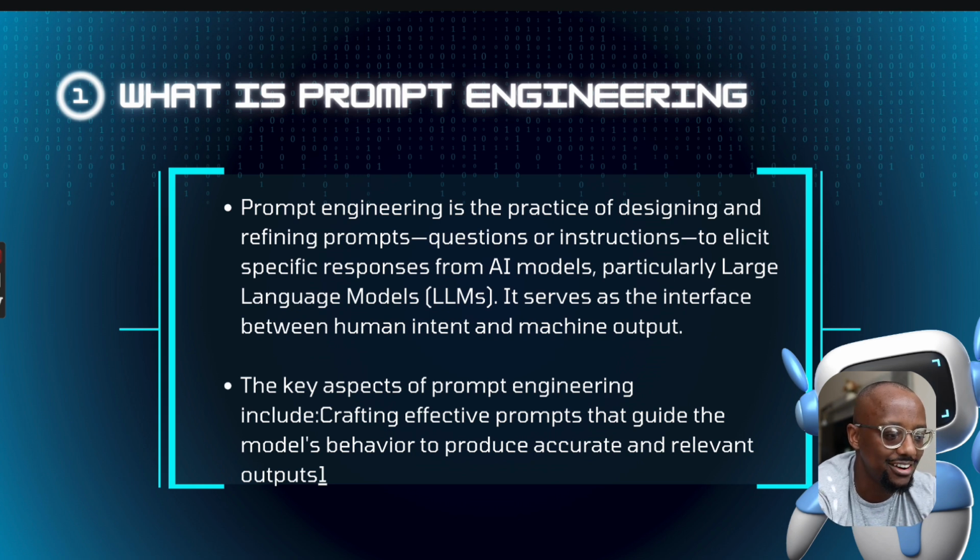So what is prompt engineering? So prompt engineering is the practice of designing and refining prompts, or questions or instructions to elicit specific responses from AI models. For this case, LLMs like ChatGPT. It serves as the interface between human intent and machine output. So you give it what you want. Basically what it means, you give it a set of instructions and you tell it what you want, and then it uses machine learning to be able to give you back the output that you want.